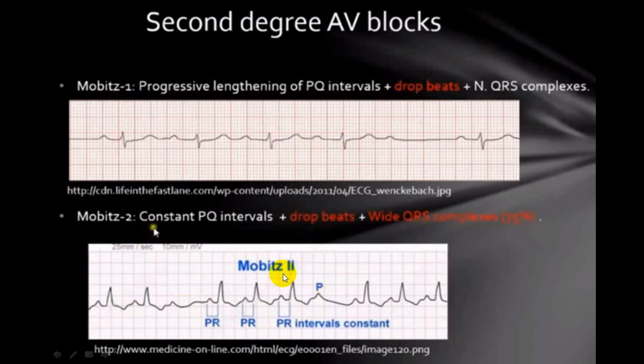So this is Mobitz type 2, where one P wave is not transmitted. But here, we don't see PR prolongation, while here, we have gradual PR prolongation. So ideally, PR prolongation, classical example is first degree AV block, and in second degree AV block, Mobitz type 1, not in Mobitz type 2. In Mobitz type 2, usually the previous QRS complexes are normal.